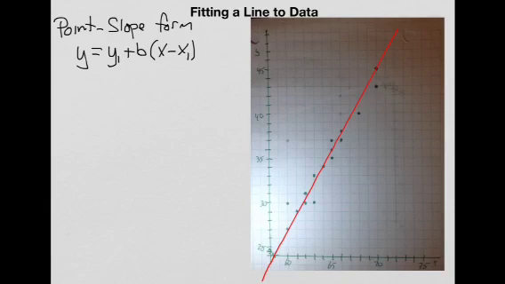So let's pick 2 points on this line. I think I'm going to pick this point right here. This is the point (70, 45).